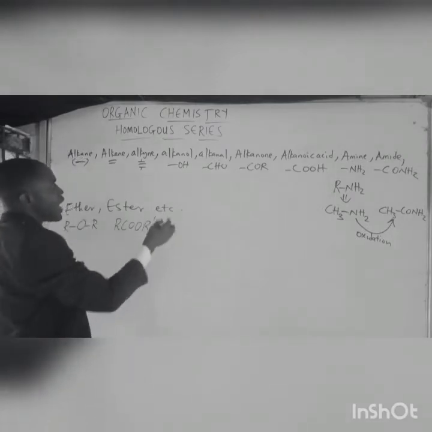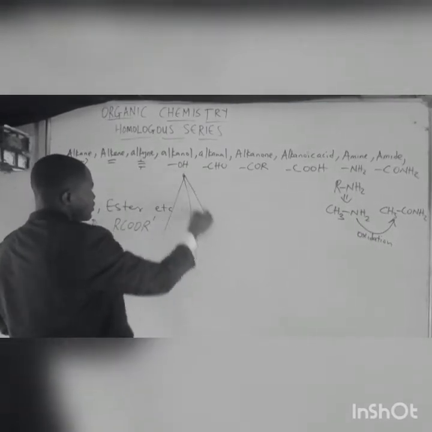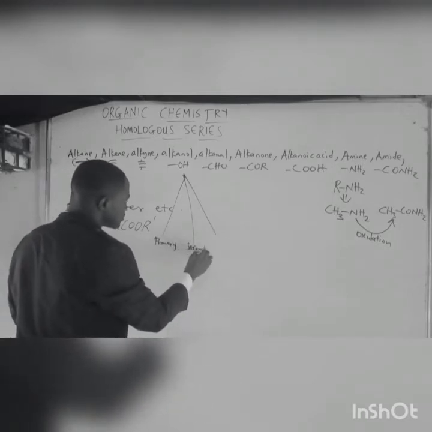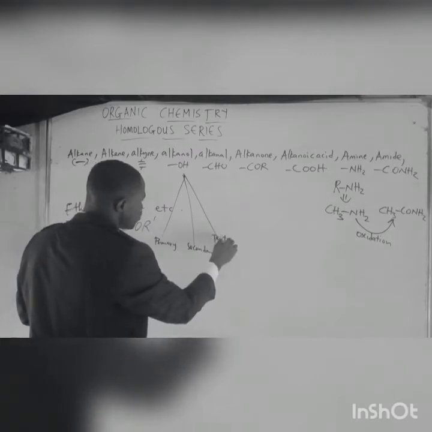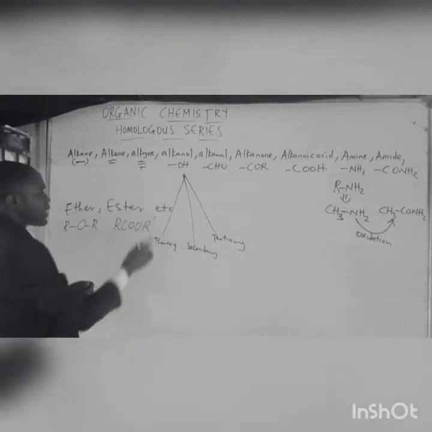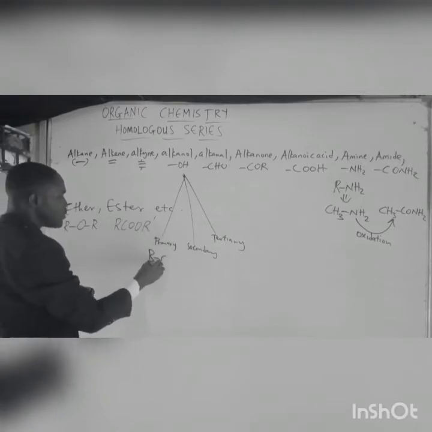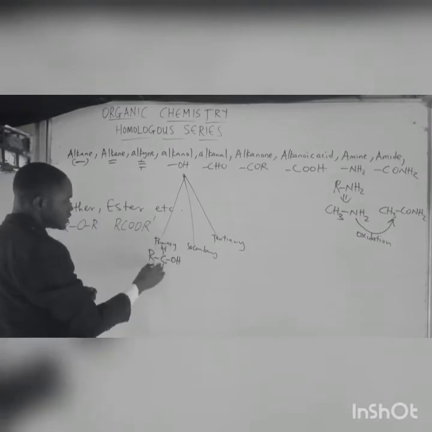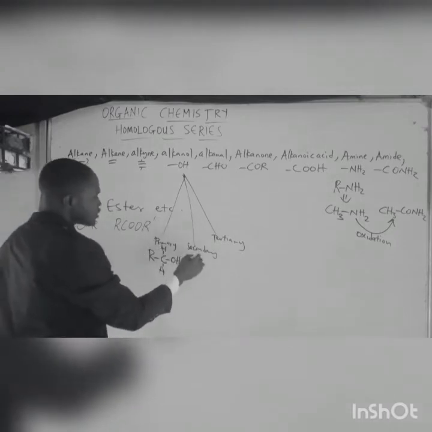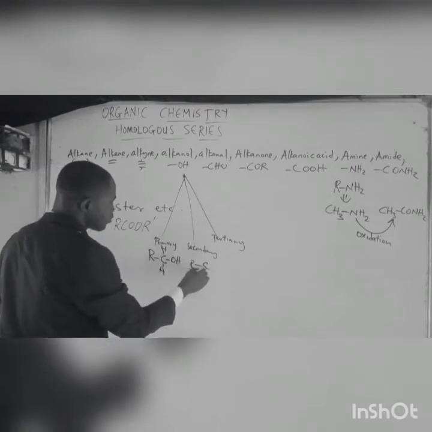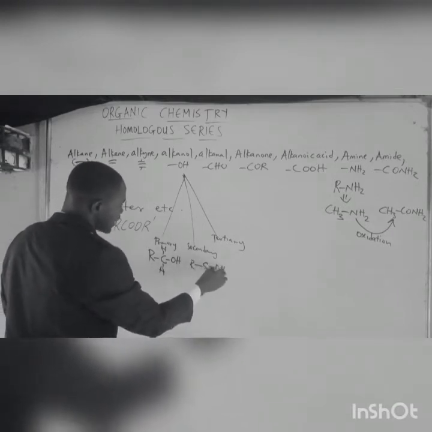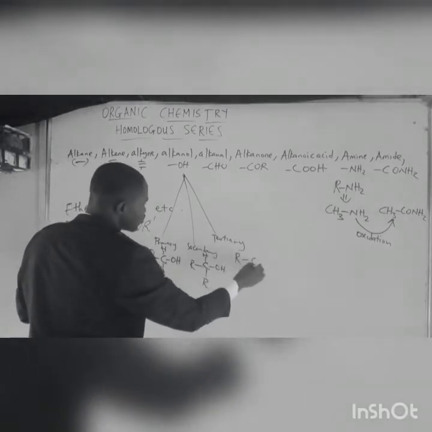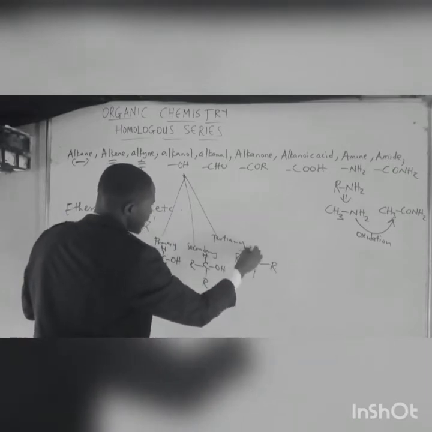Now for alkanol, alkanol is broadly divided into three. The primary alkanol, secondary and tertiary. When do we say that an alkanol is primary? It's when it has one alkyl group attached to the central carbon atom. This is called primary. Then this is called secondary, when two alkyl groups are attached here. Then this is called tertiary, when three alkyl groups are attached here.